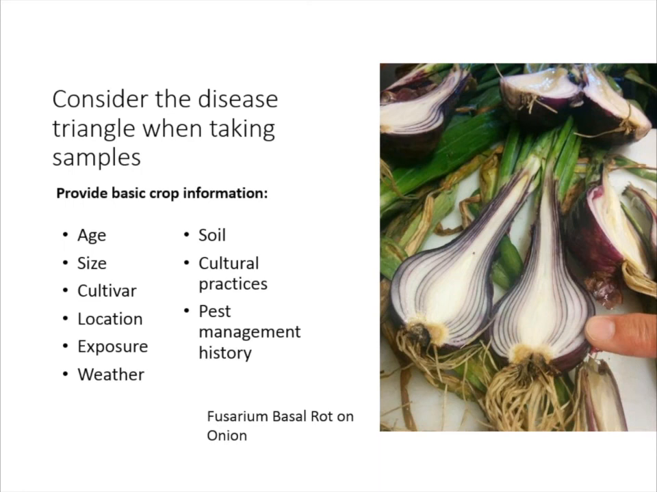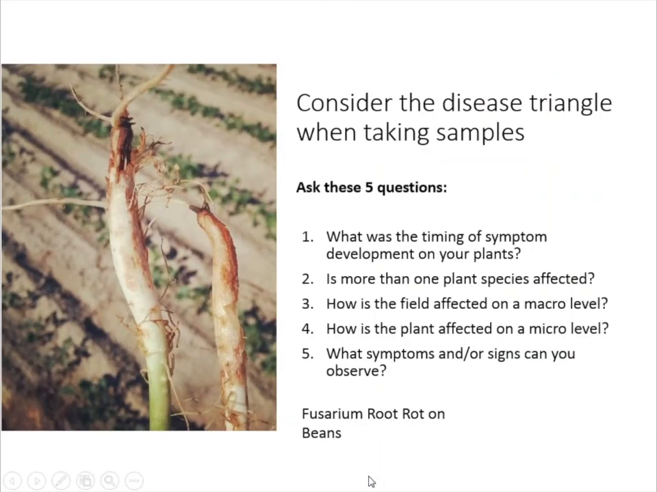Submission forms that are available from your plant clinic's website may ask for crop information that's listed here: the age of the plant, size, cultivar, location of the plant, the field and the farm, exposure, weather, and just general history of what you've been doing in your field. In addition to that basic information, you can start to think about these 5 different questions. And again, if you're diagnosing it yourself, these are useful too.